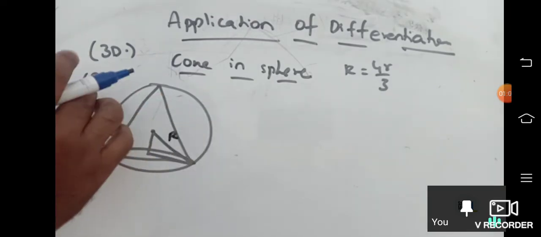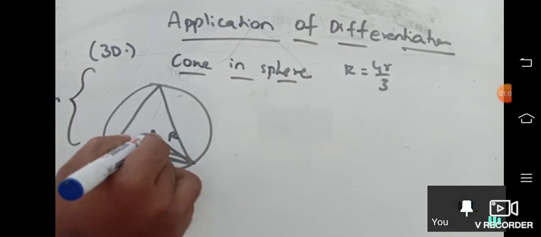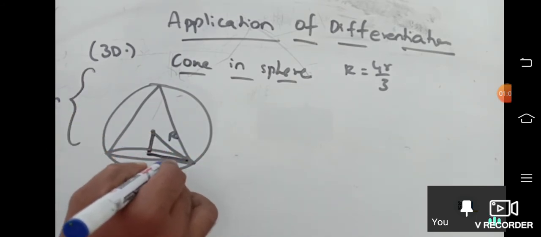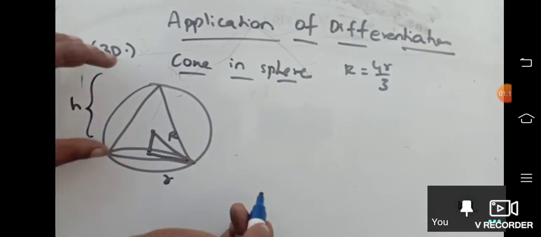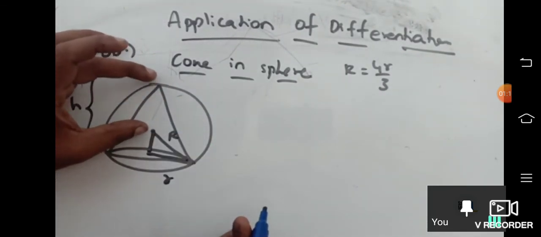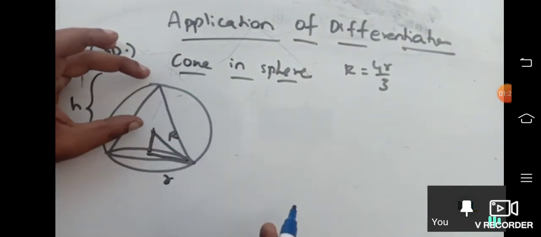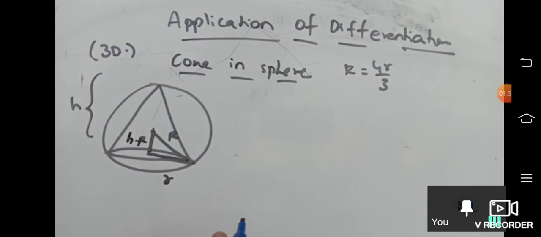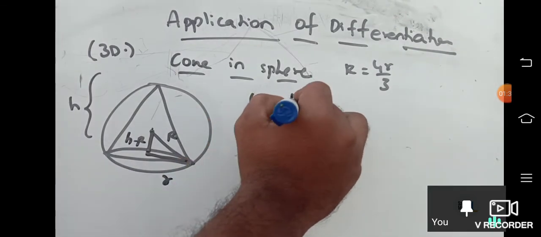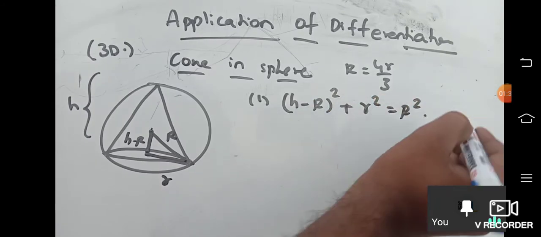The problem in the cone is the total height is h. How can you get this side? I want this side only, because I want to apply Pythagoras theorem. This is smaller. What is this side? Very good. Capital R is this radius. So the total height is h, and in that this part is capital R, because it is from the center to the end of the sphere. So obviously that is capital R. So this is h minus capital R. What is your first equation? h minus capital R whole square plus small r square is equal to capital R square is your first equation.